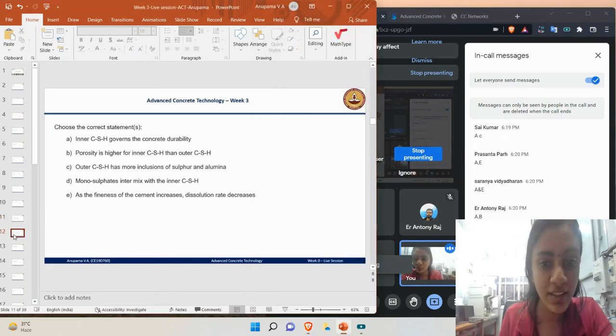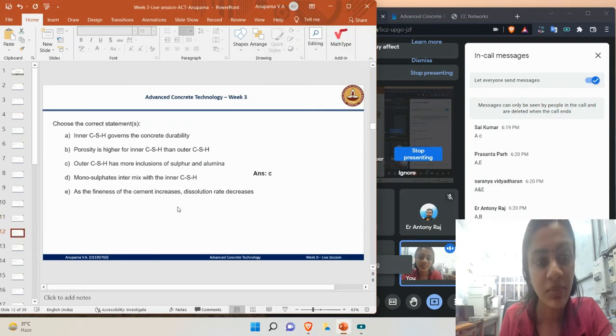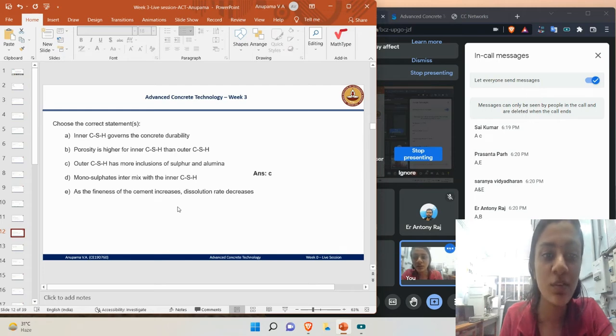Now, moving on to the correct answer, it is just C. Outer CSH has more inclusions of sulfur and alumina because it is more in contact with the surrounding paste. It's not the inner CSH which is in contact, it is the outer CSH which is in contact.